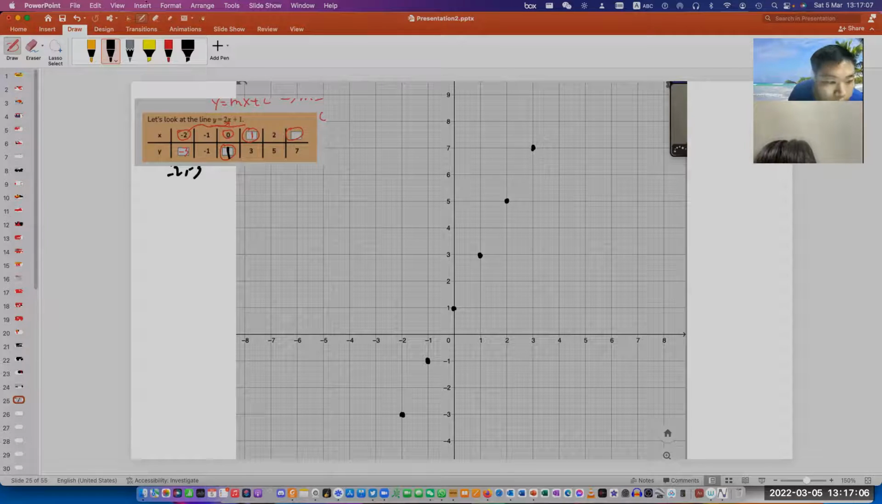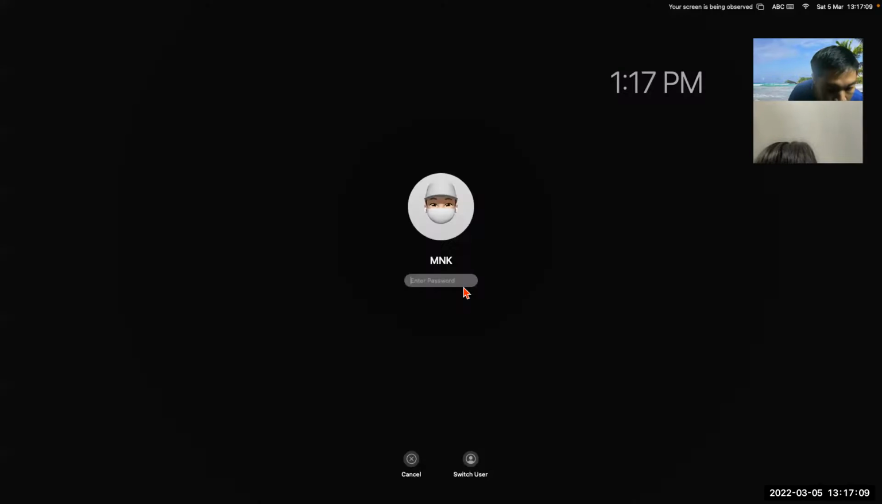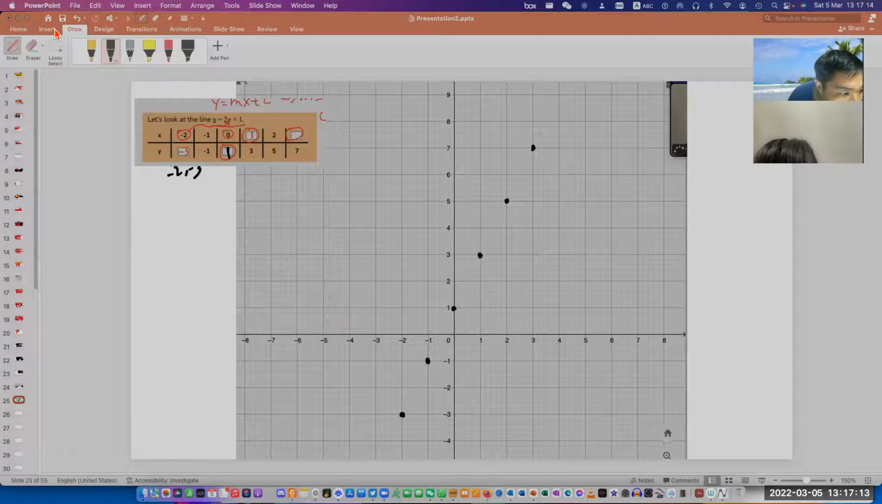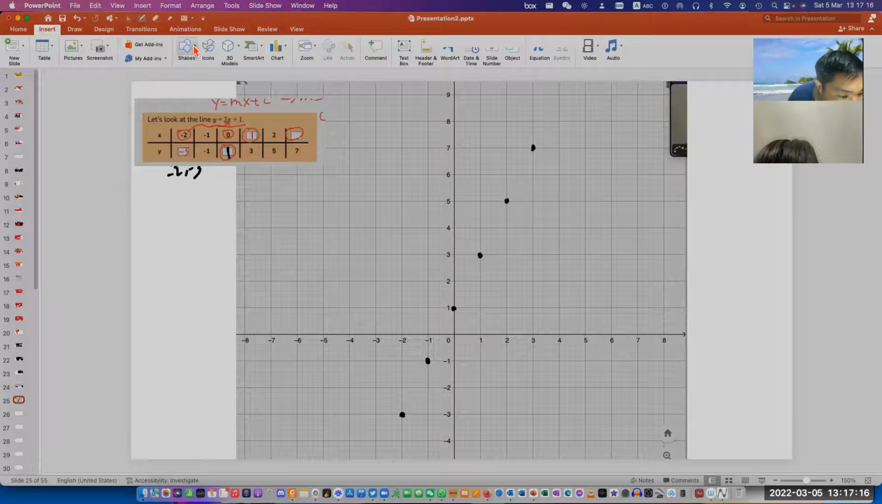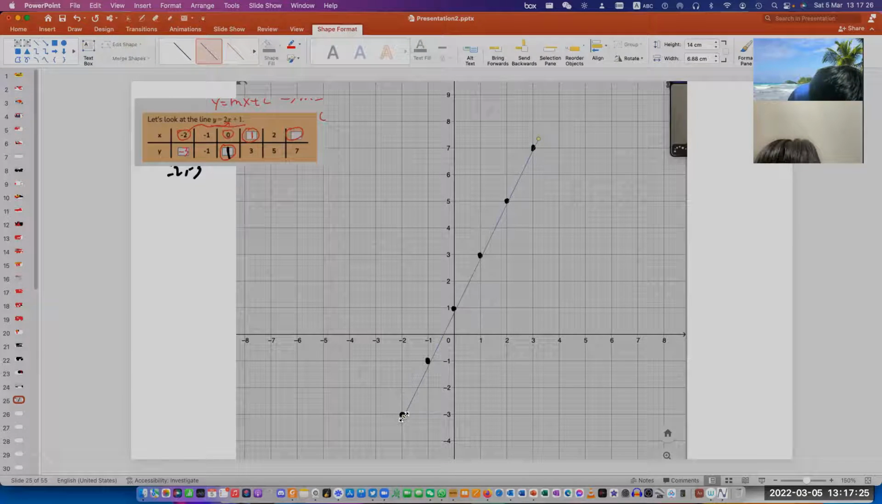Once you have all the points, use your ruler and link it up. So I use Insert and I'm going to use a line. I have a line here, start from here, then end here. You can extend it a little bit. Just a little bit. Yeah, good.